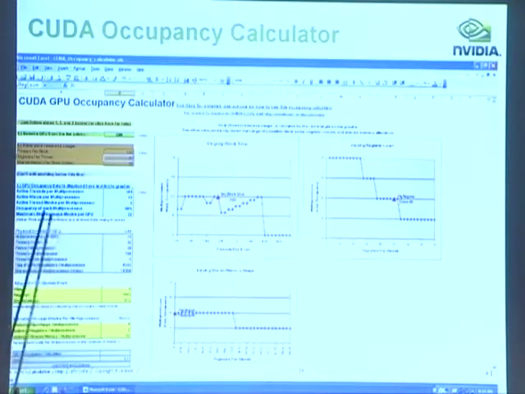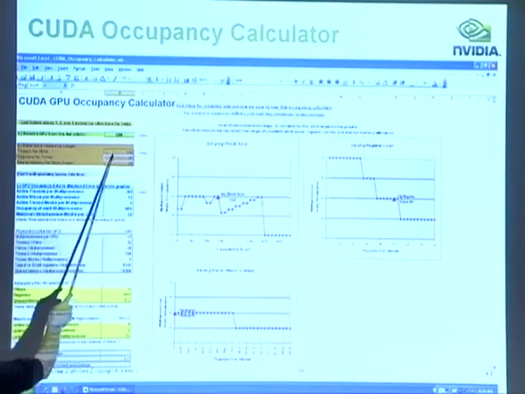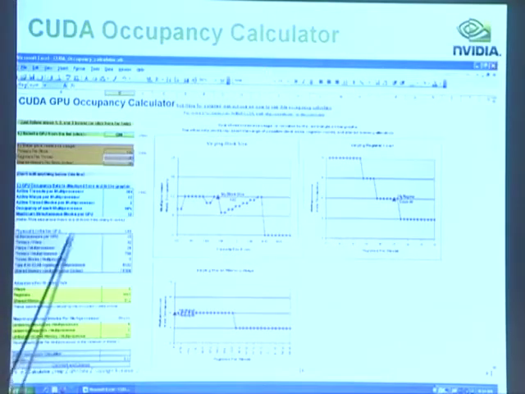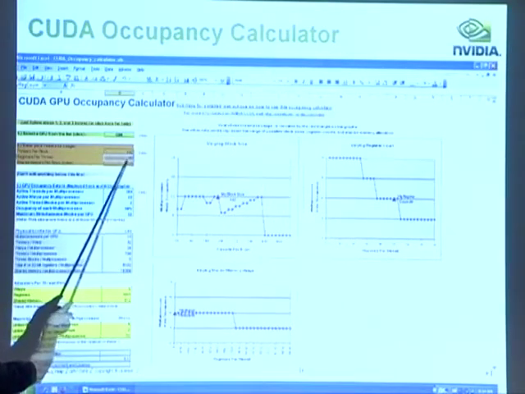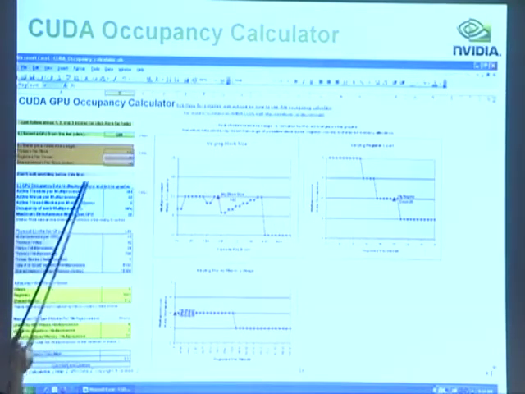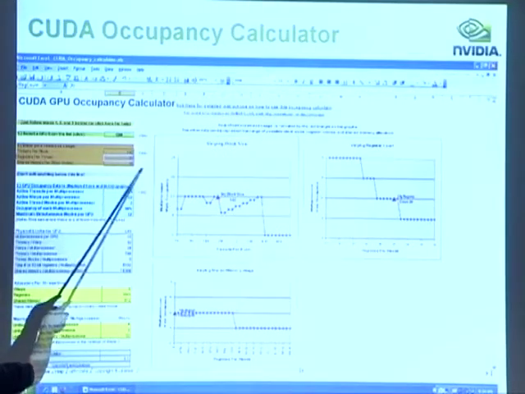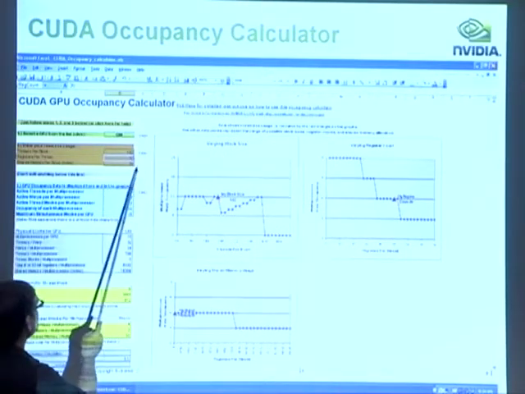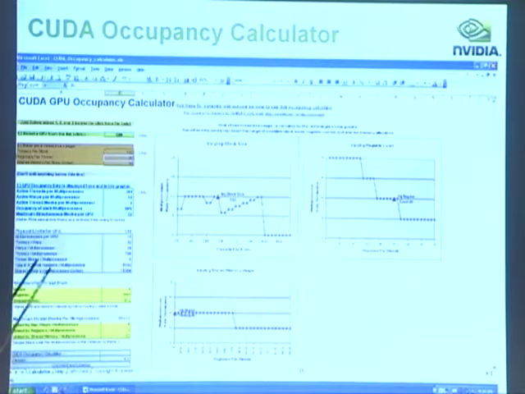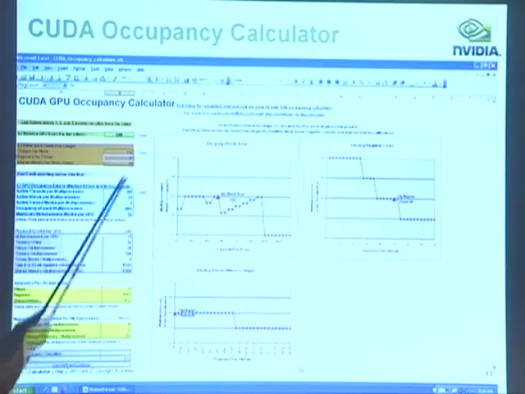So for example here, you can see that we're saying, okay, I'm going to run 192 threads per block. And I know from my kubin that each thread uses 20 registers, and I know my shared memory per block is 68 bytes. And that was in the kubin also. Now, if you do that extern shared with the empty brackets and then pass the amount of shared memory in the execution configuration, you need to add that in there too, because that's the amount of shared memory per block.